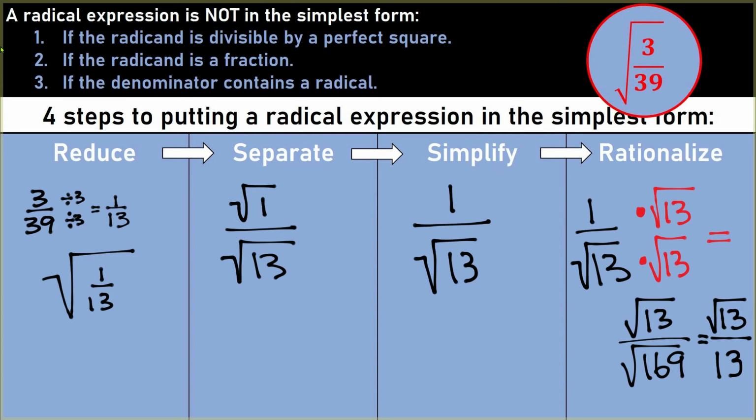So when we look at our list at the beginning of the problem, our radicand is 13 and no perfect square goes into it. Our radicand is not a fraction, it's just 13. And the denominator does not have a radical sign in it. So this is the simplified version of our original expression.